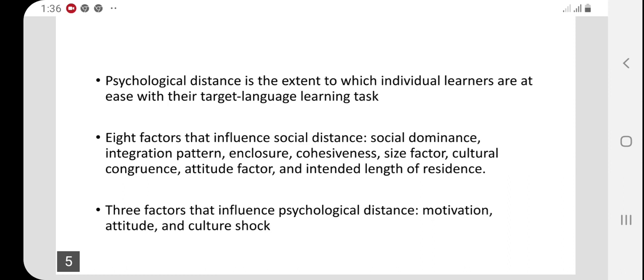And three factors in psychological distance. So in this acculturation model, we came across two factors. One was social distance and one was psychological distance. In social distance, there are eight factors that influence the learning of a second language. And in psychological distance, there are three factors, that is motivation, attitude, and cultural shock. And there is language shock also. So the eight factors in social distance and three factors in psychological distance will be discussed in the next lesson.